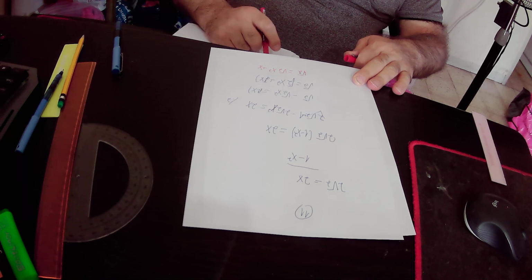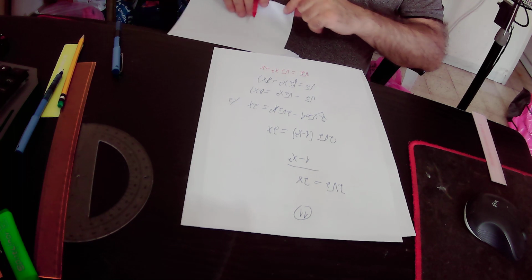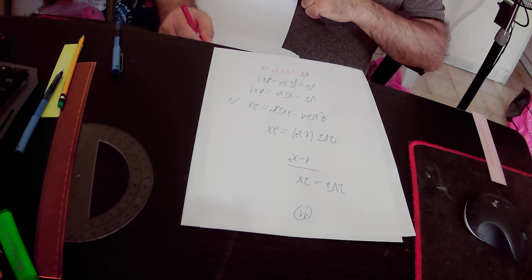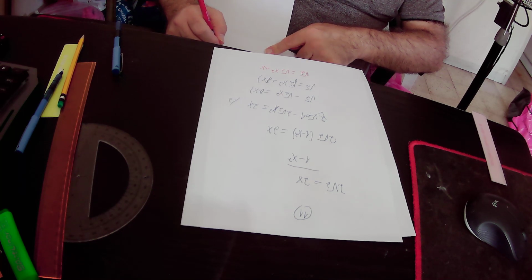Here we will subtract root 2 from this equality, and we will get that root 2 x squared plus x minus root 2 equals 0.